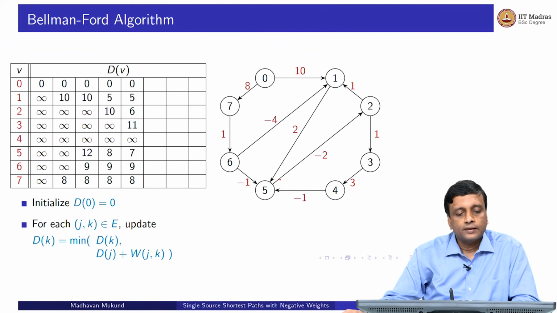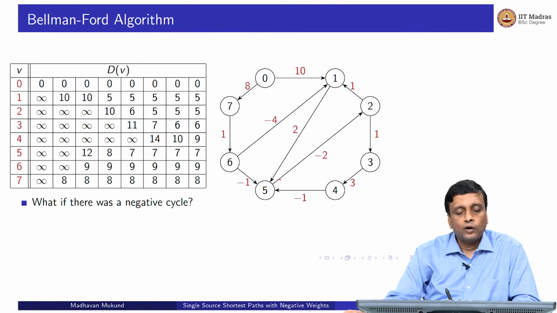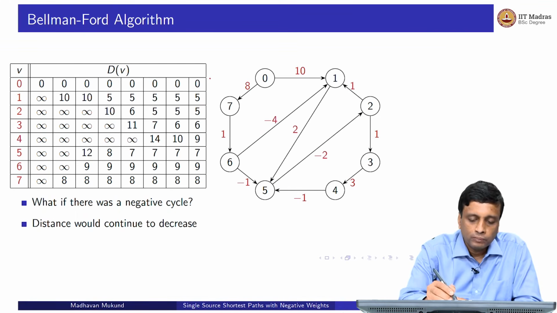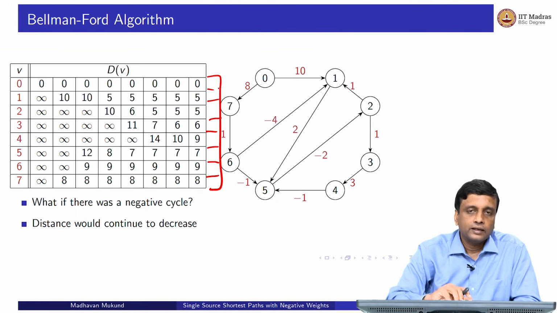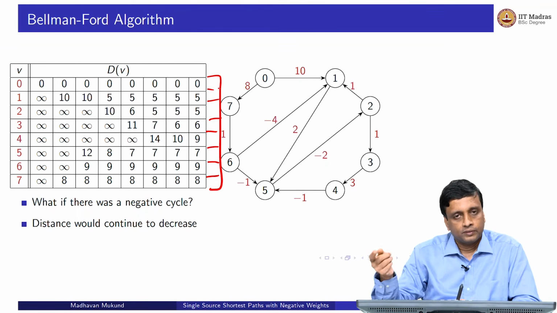So I keep doing this blindly, and after the 7th iteration I stabilize, and this is going to be the shortest path from 0 to everything else. Okay, so this is the Bellman-Ford algorithm. Now, if there was a negative cycle, then if I computed one more column of this, I would find a longer path which has gone around the cycle, and then something will reduce one more time.